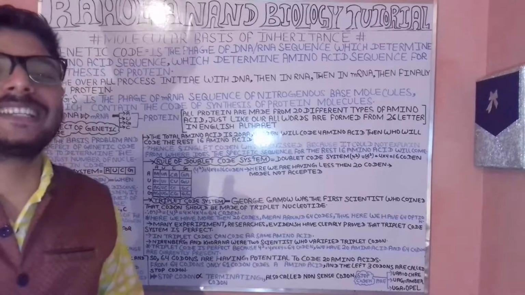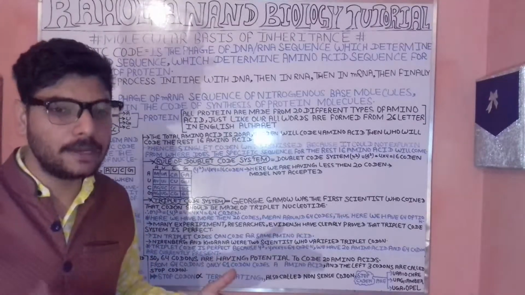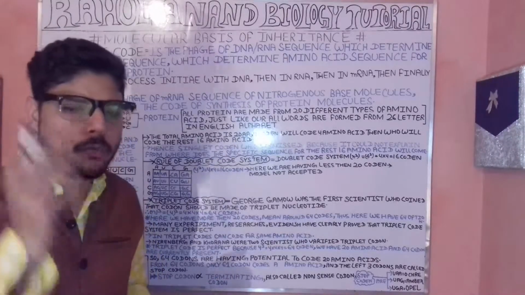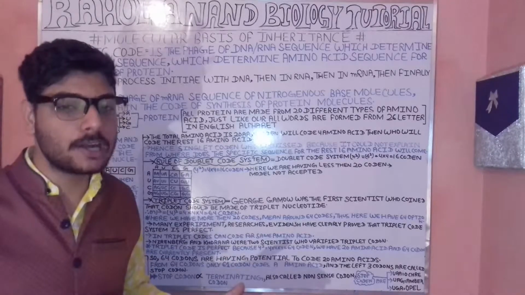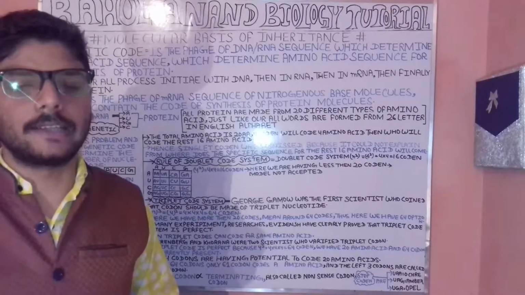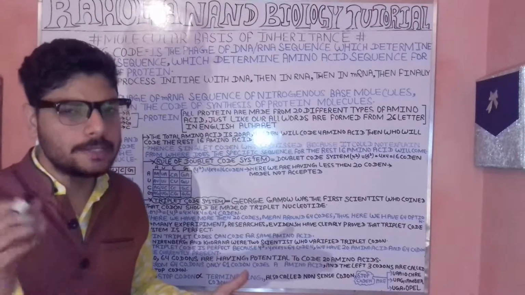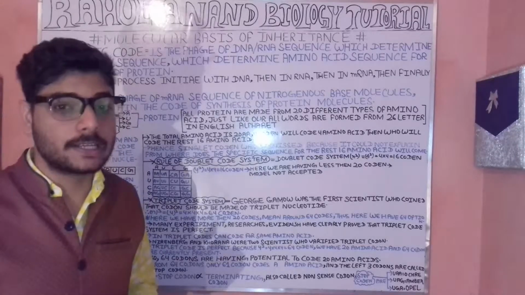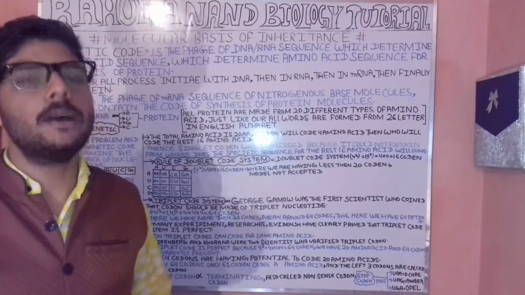Primarily it is initiated with the deoxyribose nucleic acid. After that, the mRNA will be formed, and from this mRNA we understand that we have four different types of nitrogenous bases: adenine, uracil, cytosine, and guanine, that is, A, U, C, G. These will combine in order to form a specific type of protein.